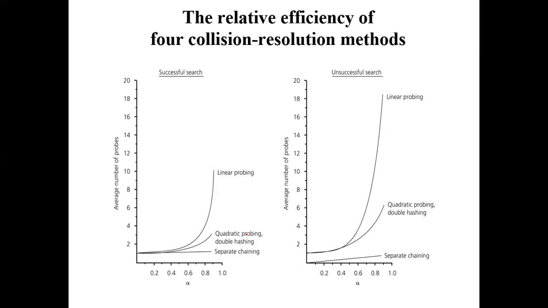Among the general collision techniques, which one is the best? The graph represents a successful search, where linear probing is the best one. For an unsuccessful search, linear probing is also the best one. Thank you.